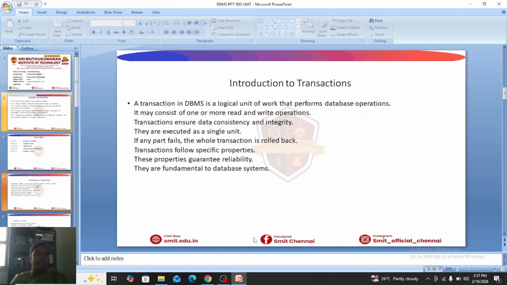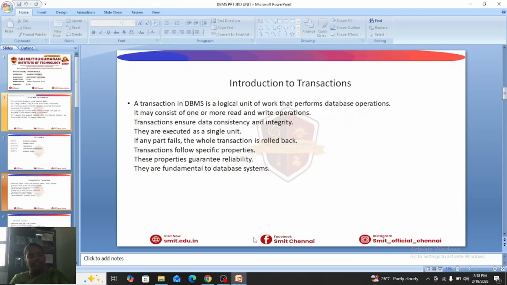Let us give a simple definition. It is a program execution that reads the data, modifies the data, and writes data back to the database. It must execute completely, entirely, or not at all. Example: consider a bank money transfer. Debit 1000 from account A, credit 1000 to account B. Both steps must happen together. If one step fails, the entire transaction must be cancelled.